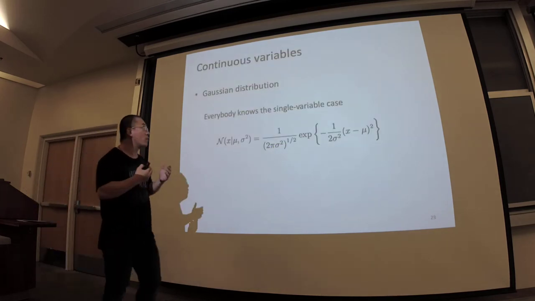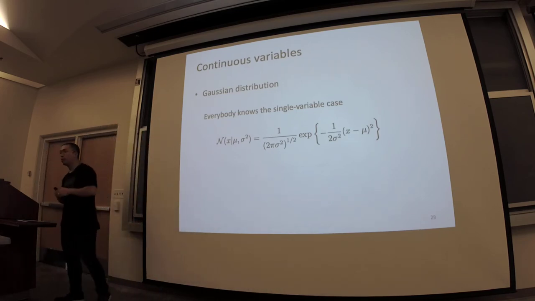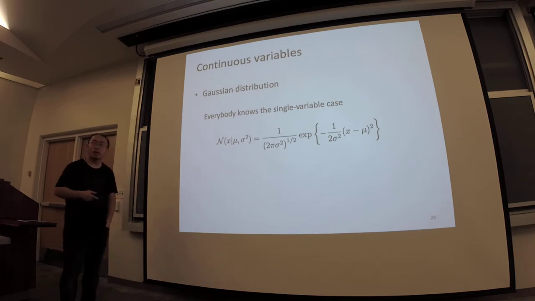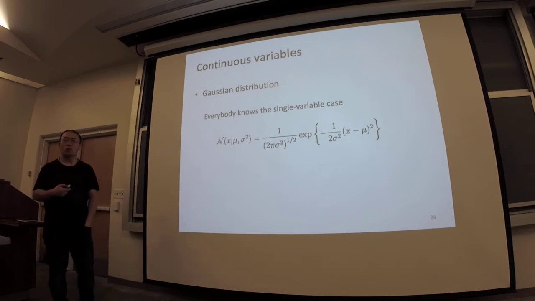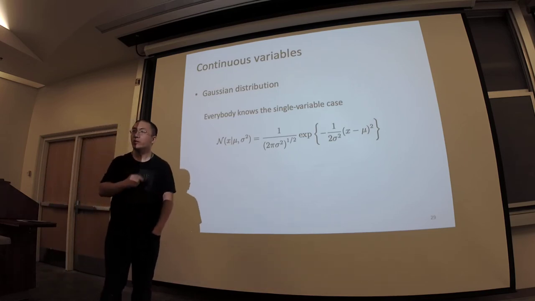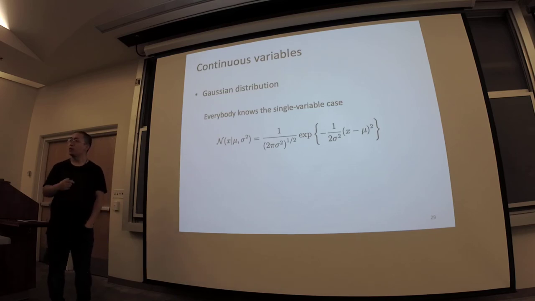So we have reviewed the binary variable and the categorical variables. Now let us turn to the continuous variables. What is the most commonly used distribution for the continuous random variable? The Gaussian distribution, right? Everyone knows that.